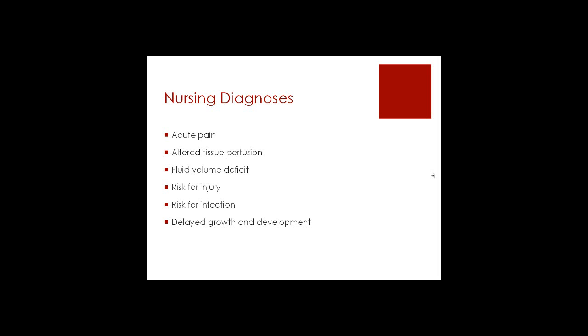So fluid volume deficit is very, very important. They need to get rehydrated. They are going to be on lots of IV fluids, and we need to make sure we're monitoring strict I's and O's and calculating what their fluid needs are. And definitely observe for signs and symptoms of dehydration.